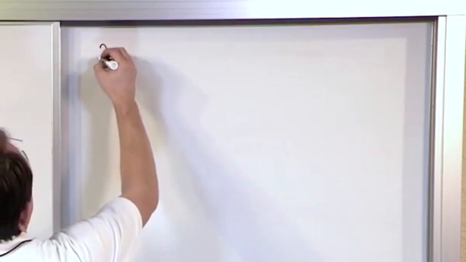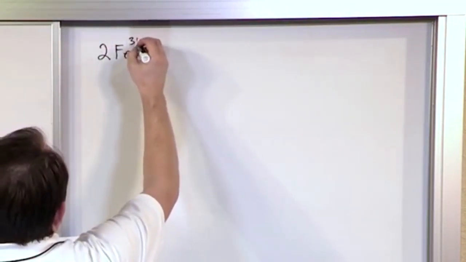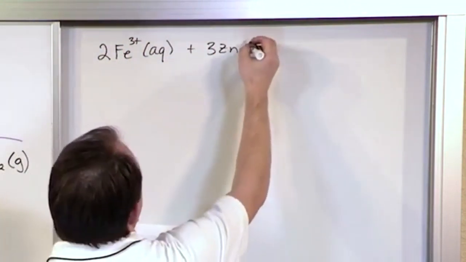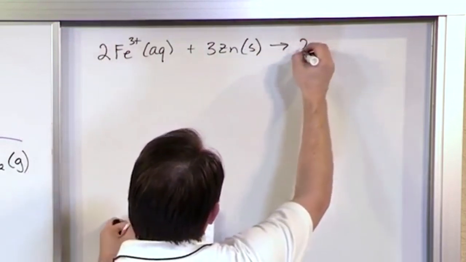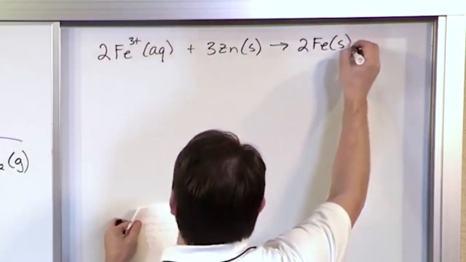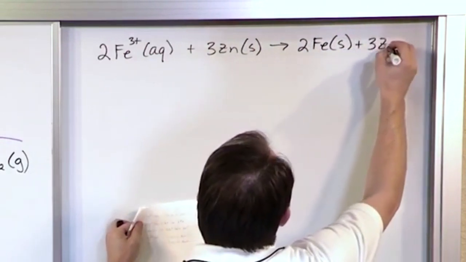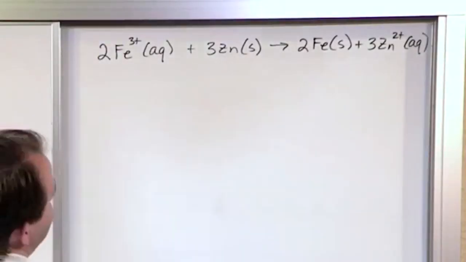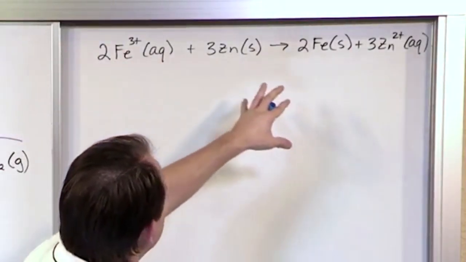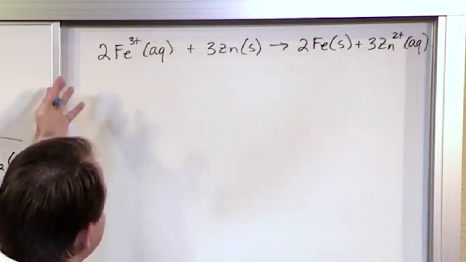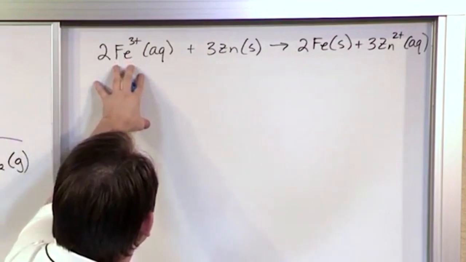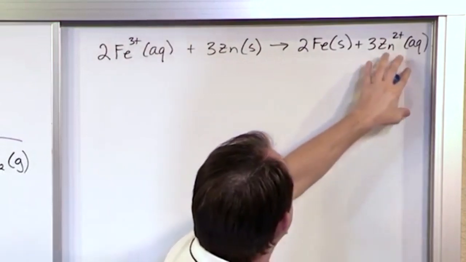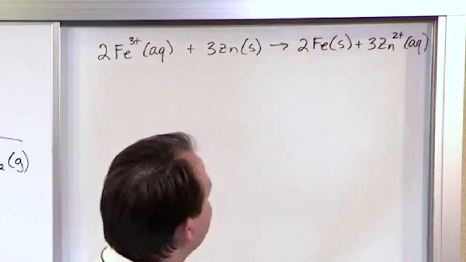What if I have 2 Fe3+ in aqueous solution, plus 3 Zn, which is a solid, gives me 2 Fe, which is a solid, plus 3 Zn2+ in aqueous solution. So I want to do half reactions. Obviously, this is already a net ionic equation because I see my charges and I don't see much else besides ions. Here the iron is changing charge, and the zinc is going from neutral to changing charge.